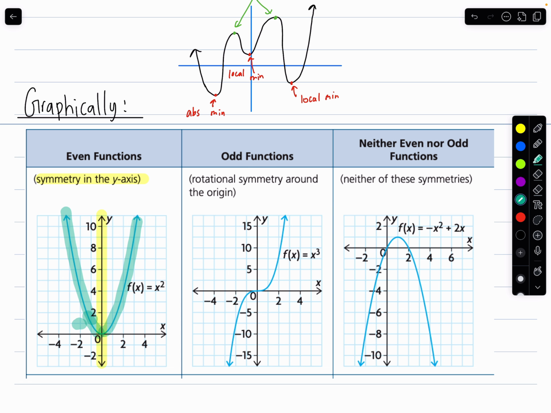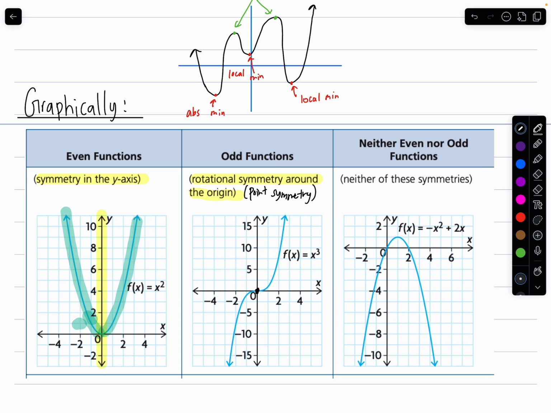Now, an odd function is a little bit different. An odd function has rotational symmetry around the origin. Some people call it rotational symmetry. Another word for it you might see in textbooks is point symmetry. I'm just going to write that here so you guys have it. So it's point symmetry along this origin.